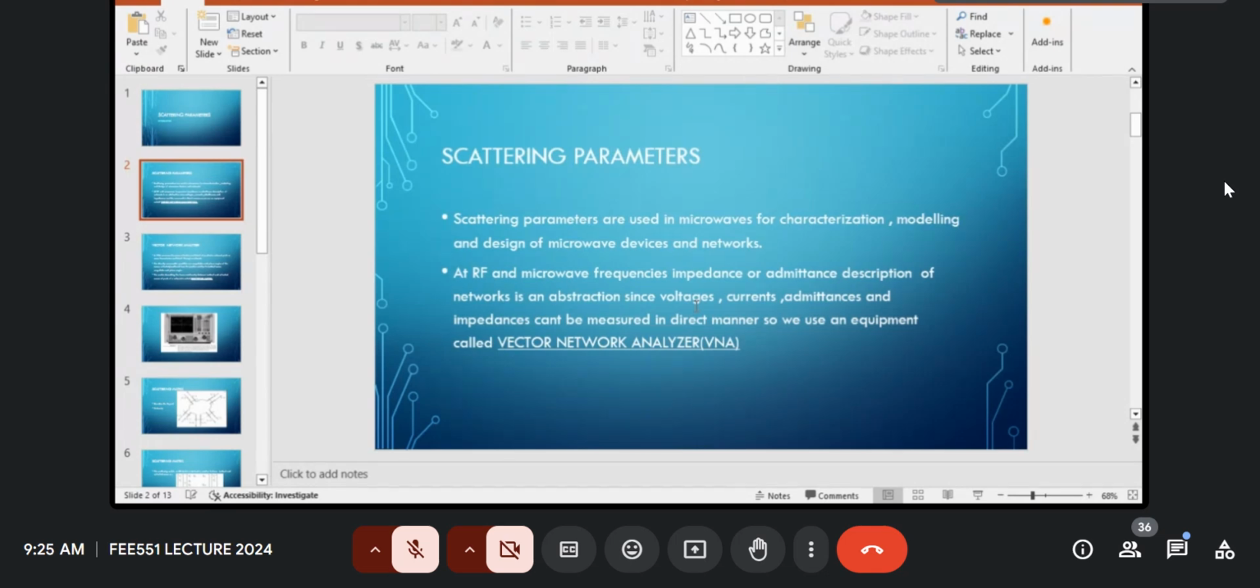A scattering matrix represents how radio frequency energy moves through multi-port networks. At radio frequency and microwave frequencies, impedance or admittance descriptions of networks, you can remember from ECT we did impedance matrix and admittance matrix, the Z and Y parameters, we can't use them here because there's an abstraction, since voltages, currents, and admittances can't be measured in a direct manner at microwave frequency levels. So we use a vector network analyzer.